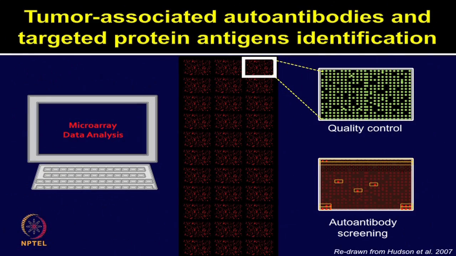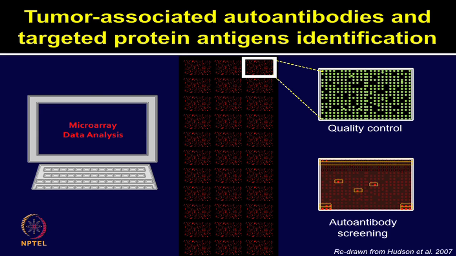These arrays are obtained commercially, so they wanted to compare antibody response of various type of proteins in ovarian cancer serum as compared to the healthy controls. Identification of tumor-associated antibodies and targeted protein antigens were performed on protein microarrays. These protein microarrays contain more than 5000 GST fusion proteins, which were first probed with anti-GST antibody.